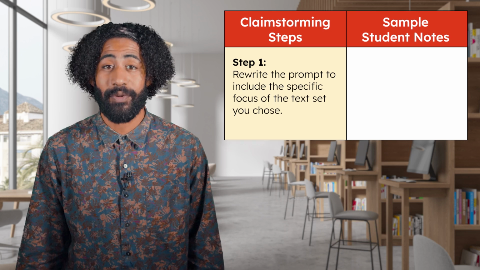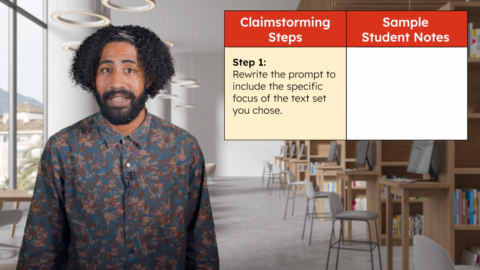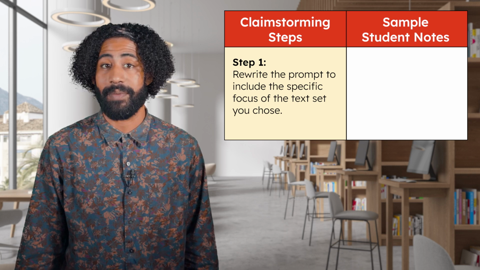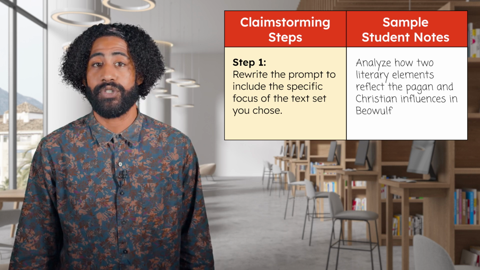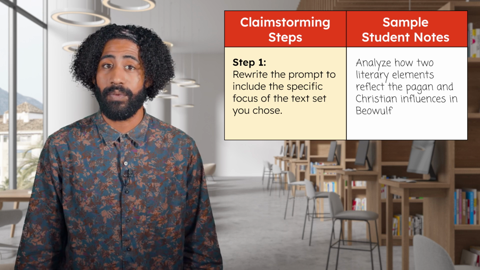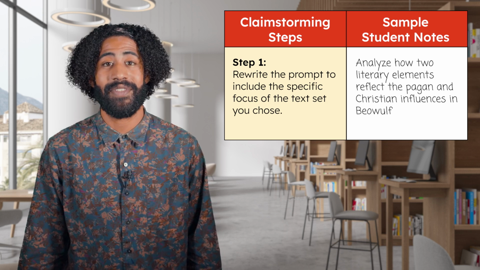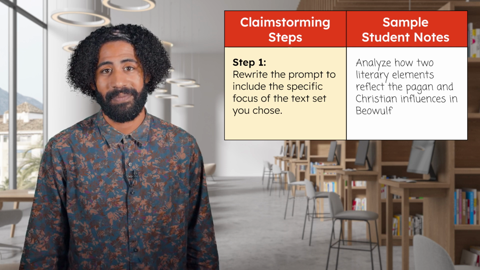Next, you'll rewrite the prompt to include the specific focus of the text set you've chosen. For the sample essay, this would be something like, analyze how 2 literary elements reflect the pagan and Christian influences in Beowulf. Now pause the video to clarify your prompt based on the text set you chose.